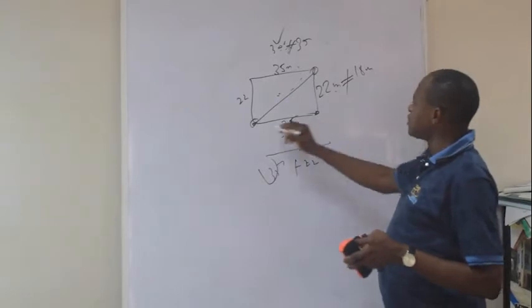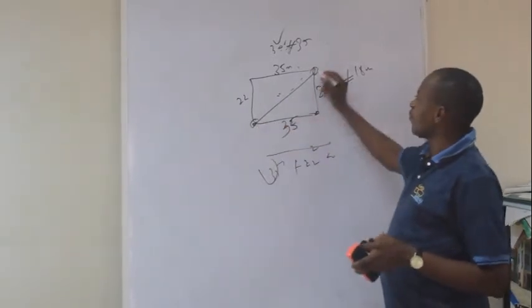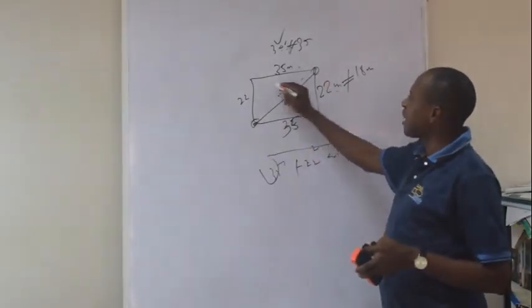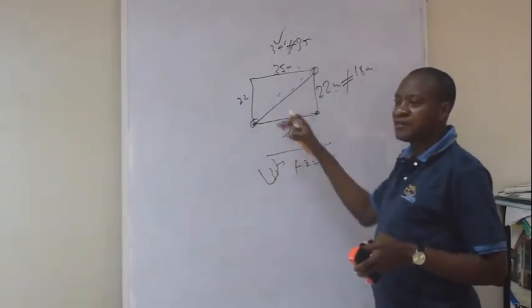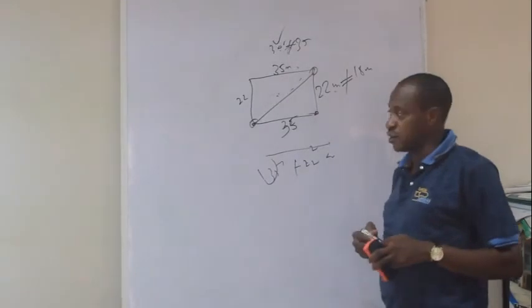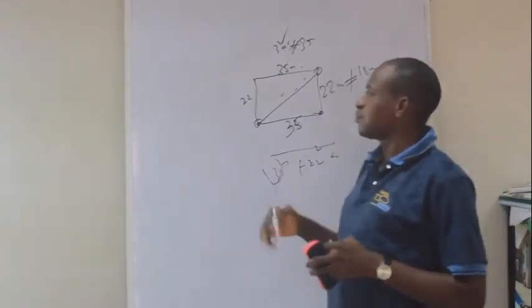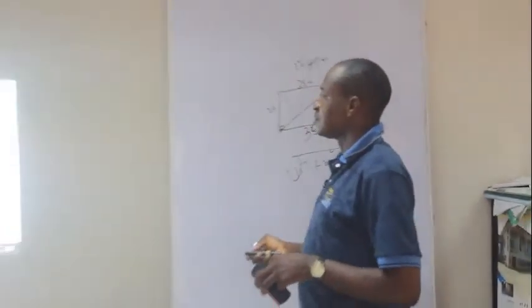But you can check on the field as well. When you check on the field, note it. So by the time you finish plotting, you will be able to see whether what you measured in the field tallies with what you have plotted. So that's why you see the check line there.